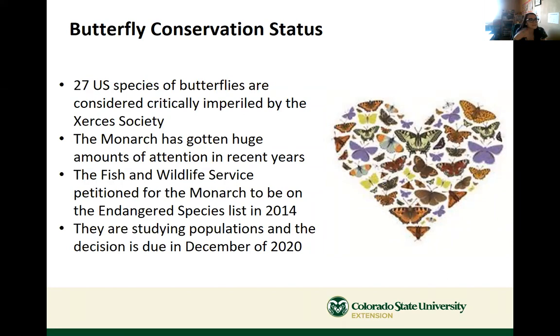So they had to do a lot of studies to see if they really need to be on the list. And actually, the decision is due in December of 2020, so just a few more months until we should be hearing if the monarch is going to be added to the endangered species list. And I was wondering if COVID would have an effect on that deadline, and I tried to do a little research, and as far as I can tell, they're still on track to make that decision by December of 2020. So be looking out for that.